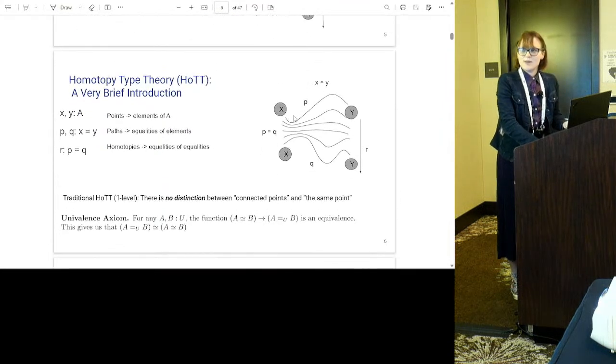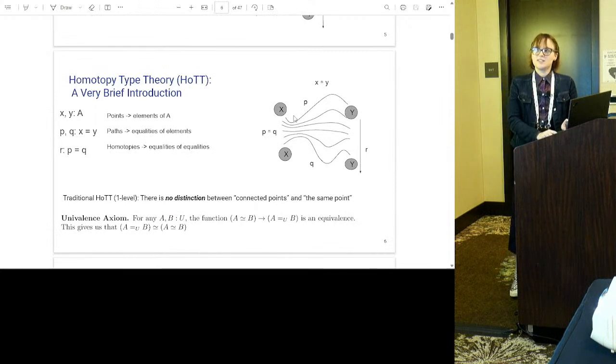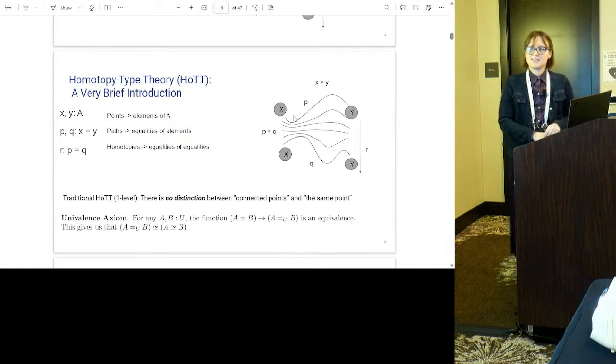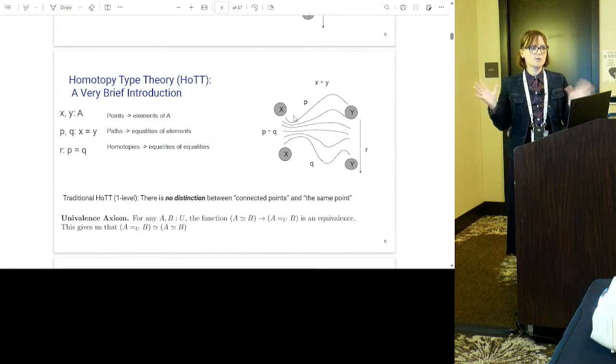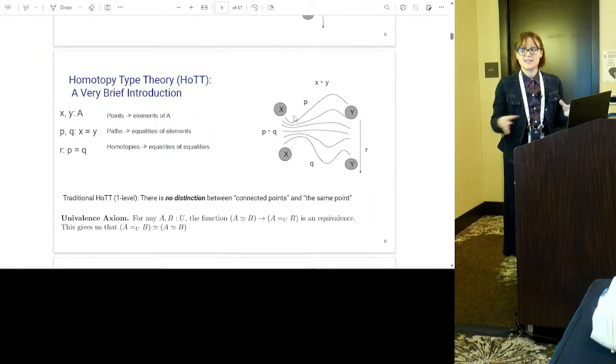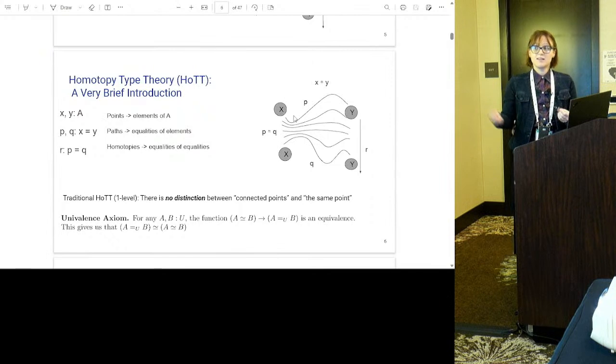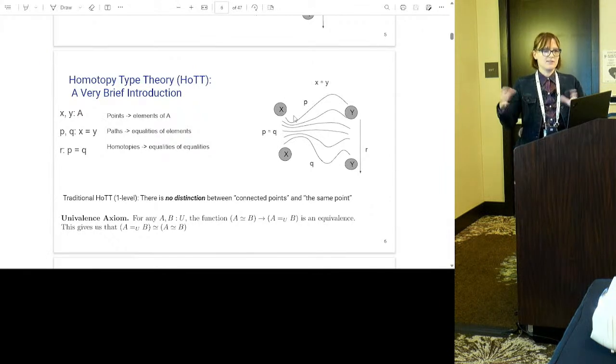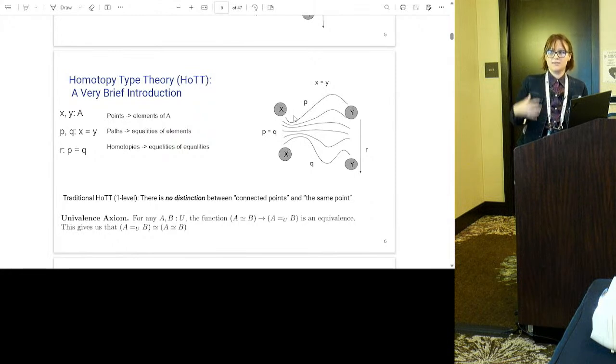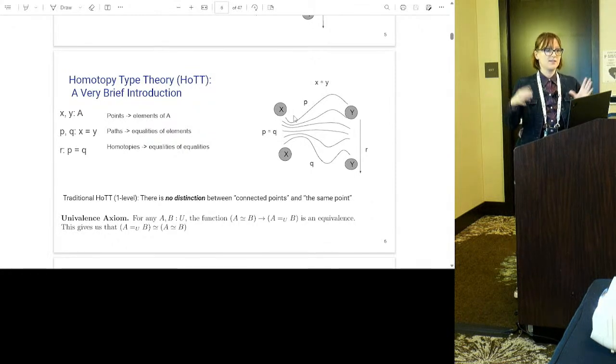The way that we write this out in notation instead of a pretty picture is, in a homotopy type theory way of saying this, we would say that X and Y are of type A, points being an element of a type A. P and Q are of type X equals Y, so their type itself is an equality. And R is also of type P equals Q. Its type is that equivalence.